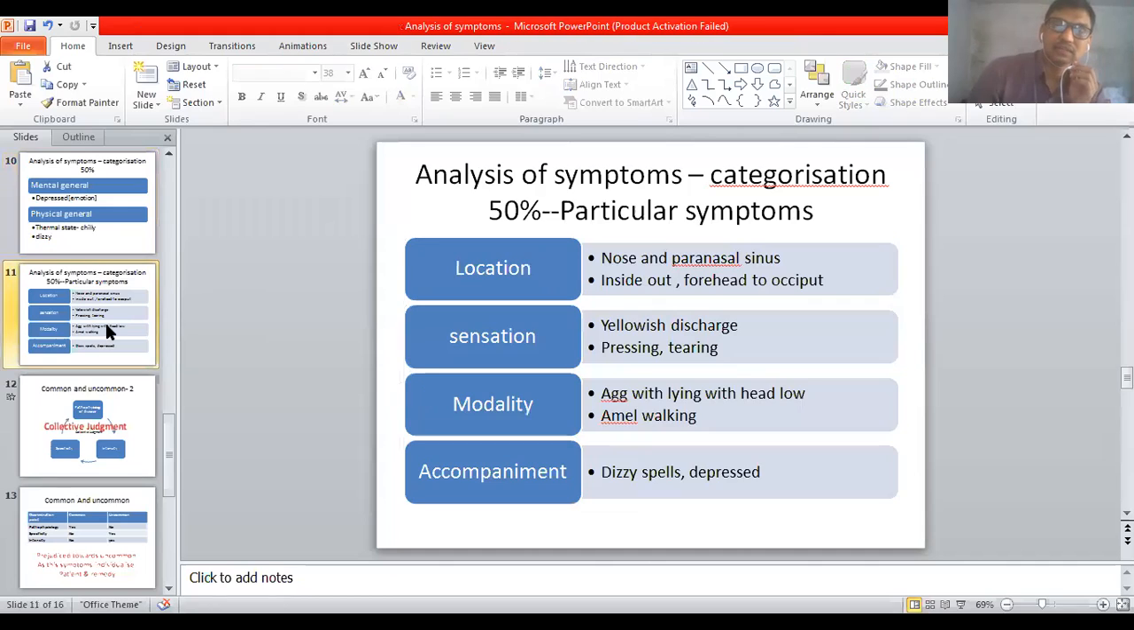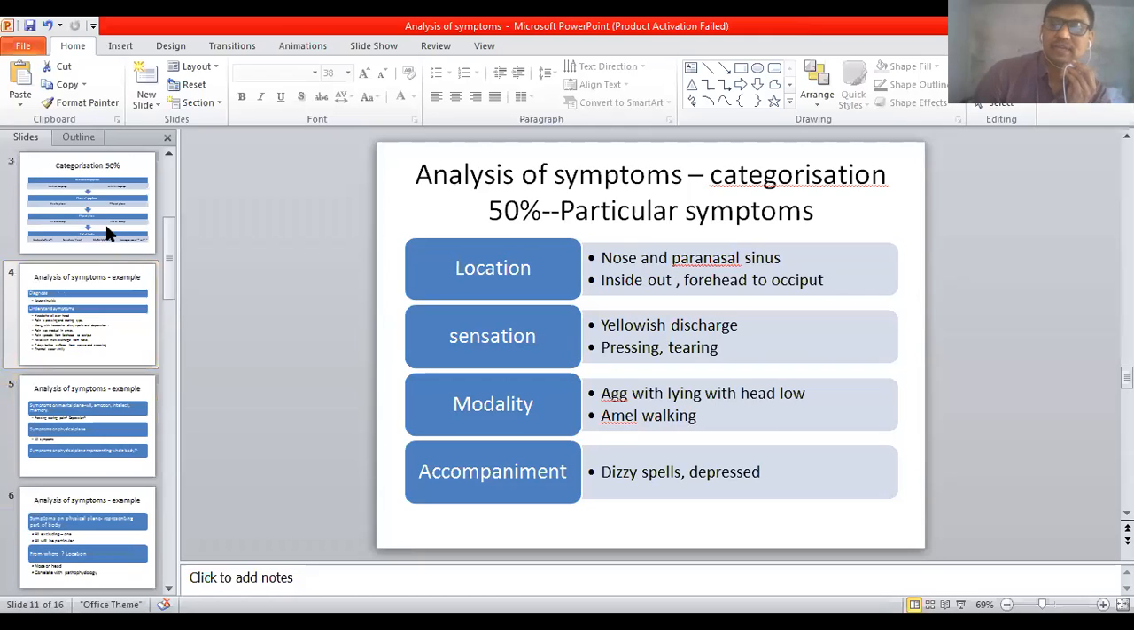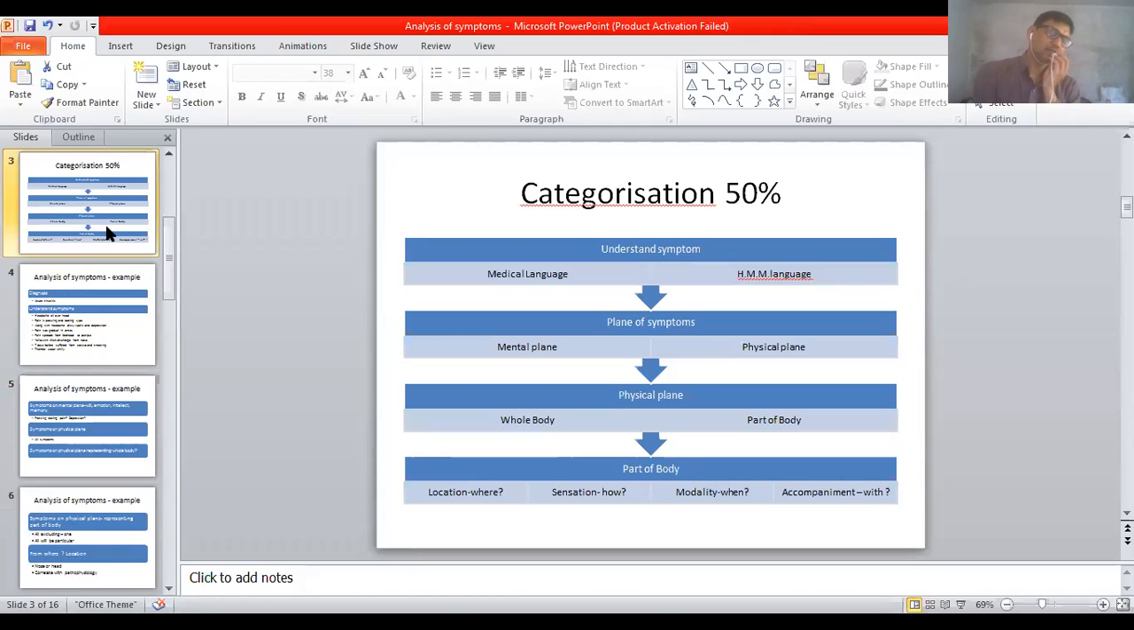And then these are the components of the particular symptoms present in the case: location, sensation, modality, and accompaniment. Up to this, does anybody have any difficulty? I have demonstrated how all these steps are followed under this categorization. I have meticulously followed each of these steps, and then we have concluded this categorization of case number 1.